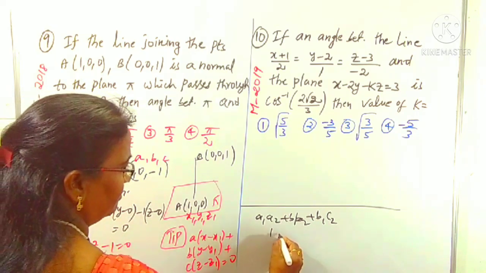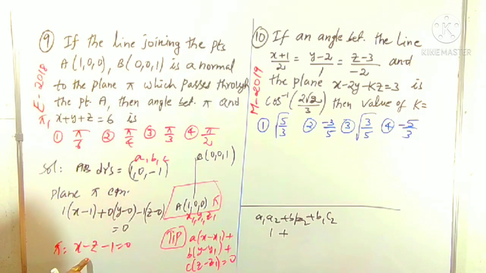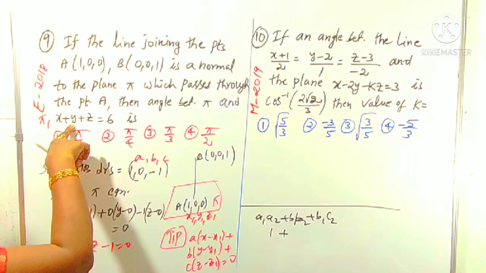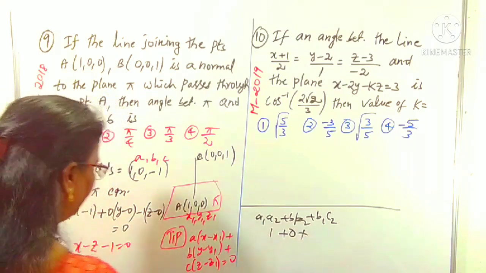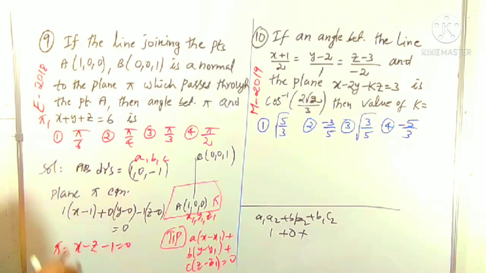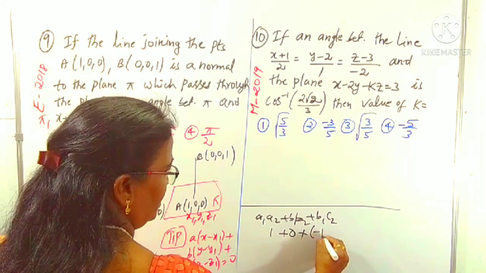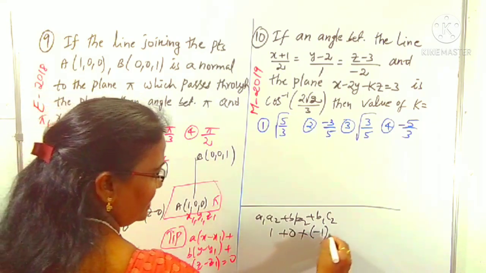1 into 1 is 1. Right. Plus, what is the y coefficient here? 0. Here the y coefficient is 1, because there is no y. 0 into 1 is 0. Plus C1 C2. C1 is the z coefficient here, minus 1. Here plus 1. Minus 1 into plus 1 is minus 1. You know that clearly here. 1 minus 1 is 0.